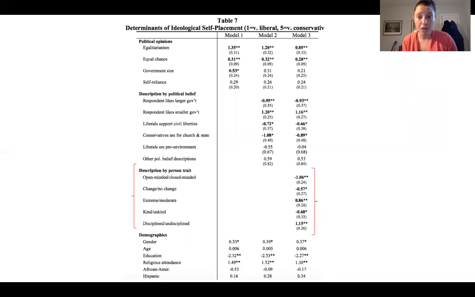And these are unique predictors of how people are labeling themselves above and beyond their ideas about the role of government, their gender, their age, their education, all of those basic controls that we usually put in. So this is pretty interesting. People just sort of automatically start thinking about character traits when they're prompted to talk about ideology.